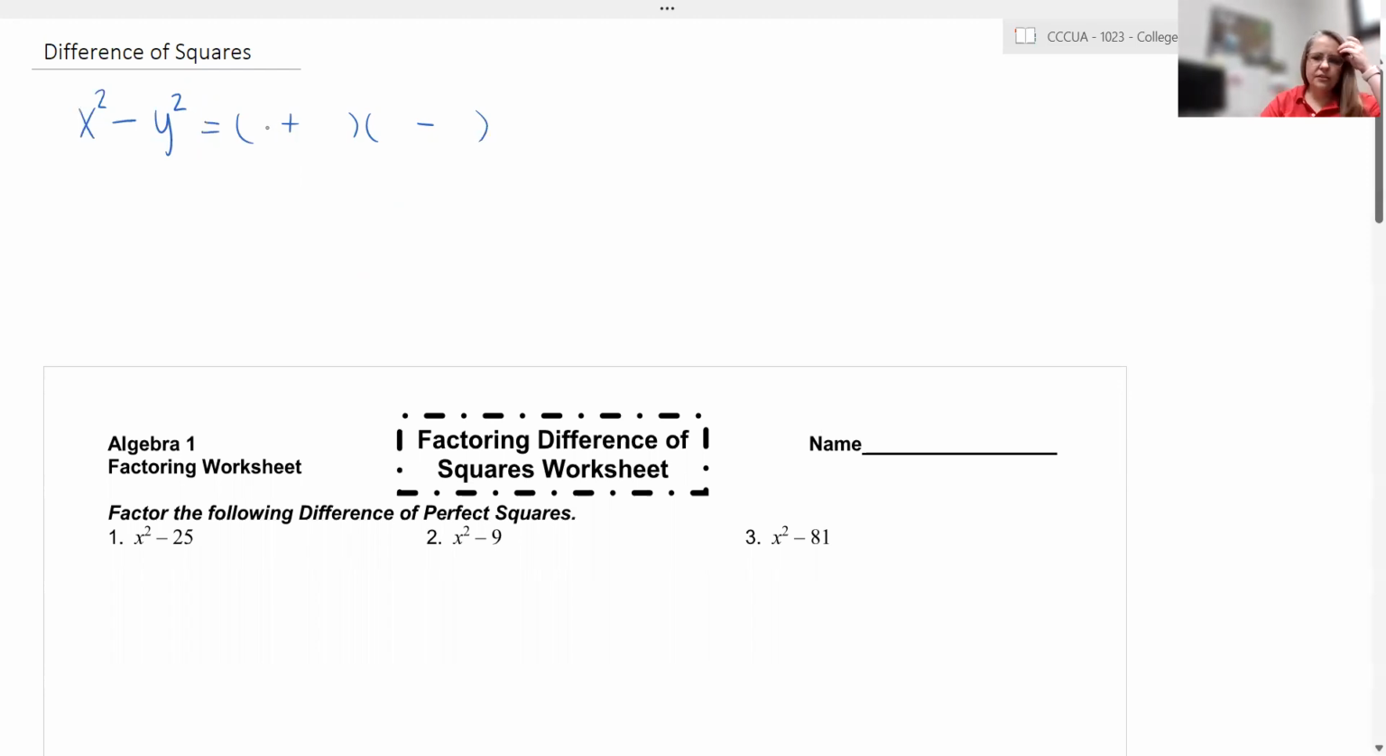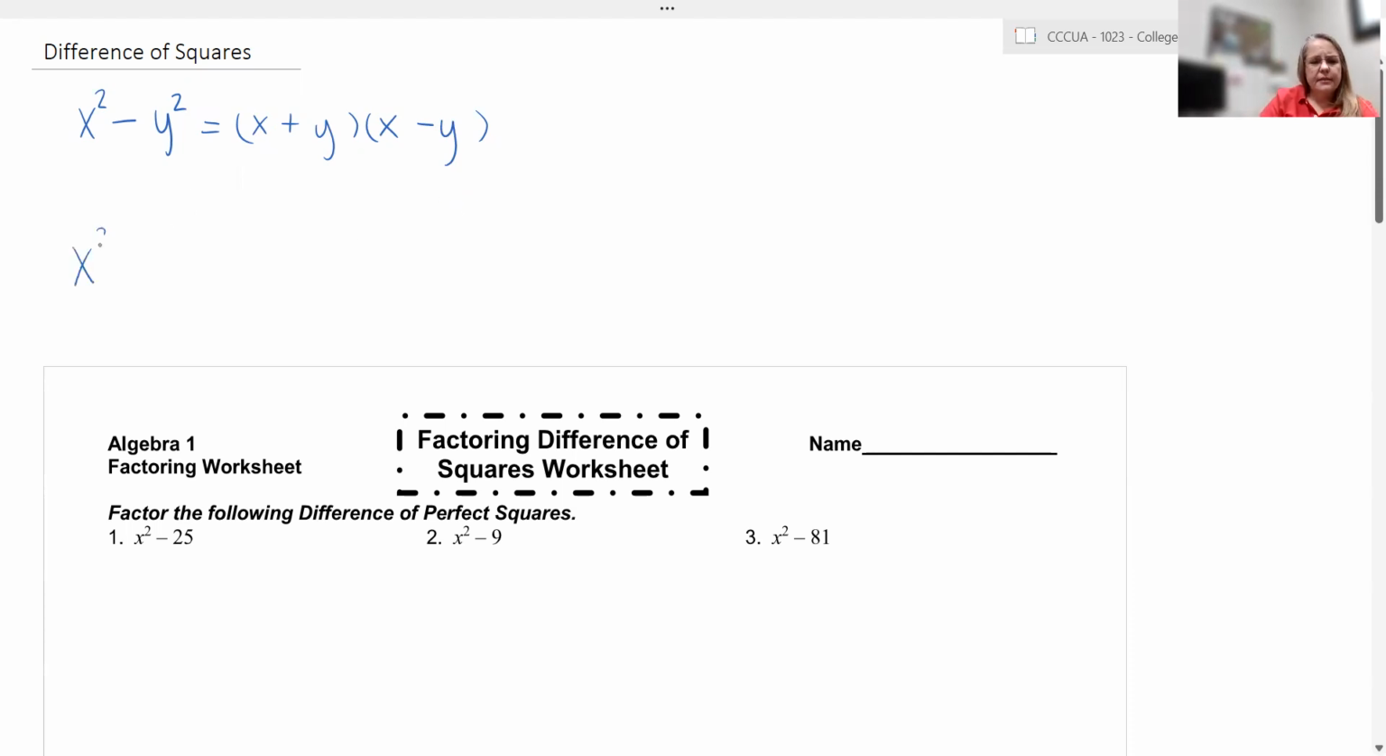Then to factor this, what I put in the first spots of my two parentheses is just the square root of the first term. So the square root of x squared is x. And then same thing with the second spot in my parentheses: it's going to be the square root of that y squared. I put that in each one of those places, and I'm done factoring that.